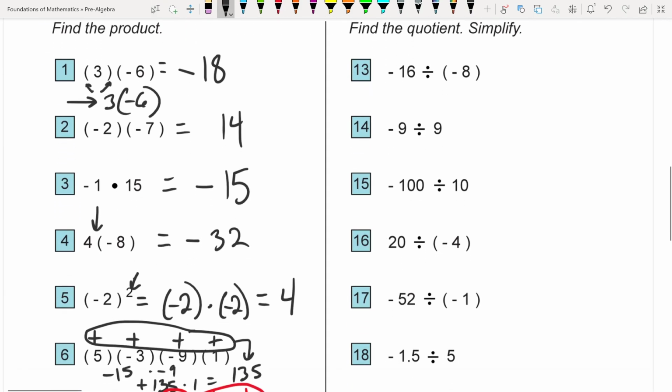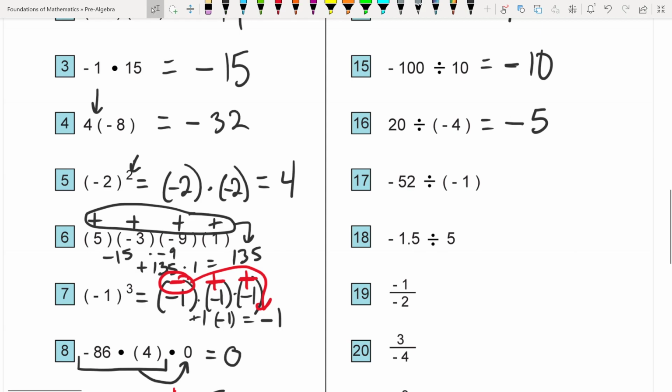Division, same properties. Negative divided by a negative is positive. 16 divided by 8 is 2. Negative divided by a positive is negative. 9 divided by 9 is 1. Negative divided by a positive is negative. 100 divided by 10 is 10. Positive divided by a negative is negative. 20 divided by 4 is 5.